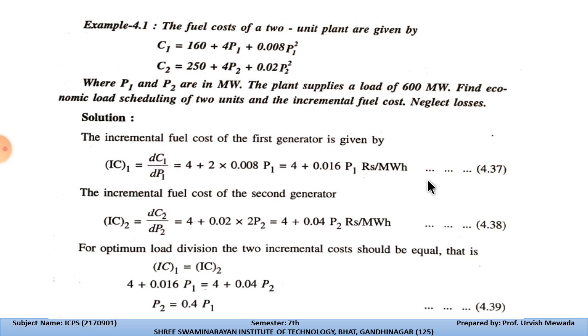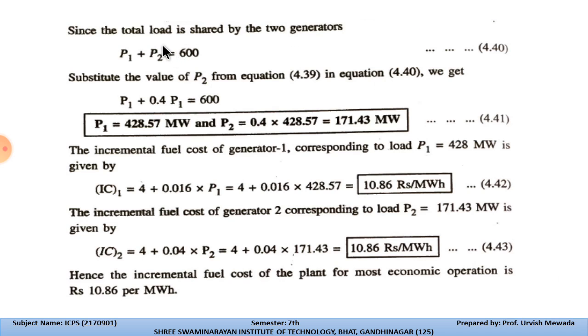Now for optimal load division, the two incremental costs should be equal. That is the necessary condition. So we can equate IC1 equal to IC2. Putting the values of IC1 and IC2 that we got, it is 4 plus 0.016 P1 equal to 4 plus 0.04 P2. So from that we can write P2 is equal to 0.4 P1. And one more thing, the plant is supplying 600 megawatt, so we can write P1 plus P2 is equal to 600. So the total load is shared by the two generators.